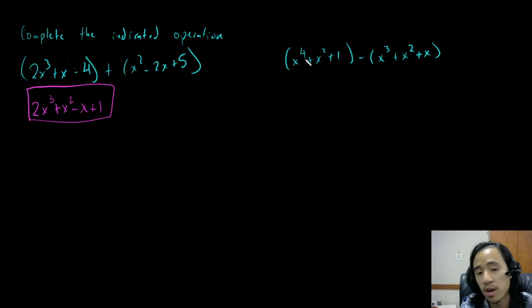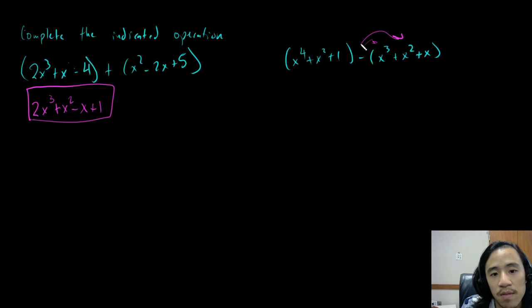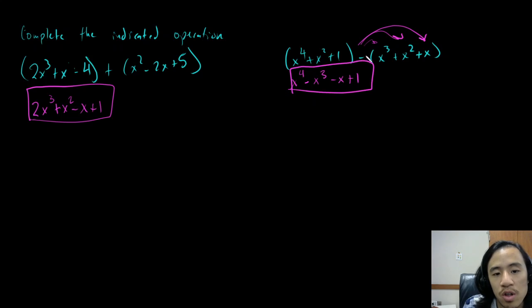All right, this one over here, the biggest thing about subtraction is that you have to distribute this negative to every term. So we have x to the fourth, and then we have an x to the third here, so we're going to subtract x to the third. Now we have x squared minus x squared, so that's going to be 0. And then we have minus x, and then plus 1 here. So that's going to be the answer for this. Just make sure you're distributing this negative to all of the terms.